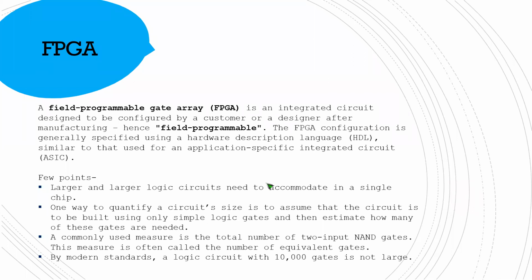Now the FPGA can be small. That means small means less capable. That means the number of NAND gates is small there. Or it can be highly capable, or huge capacity should be there. Understood?